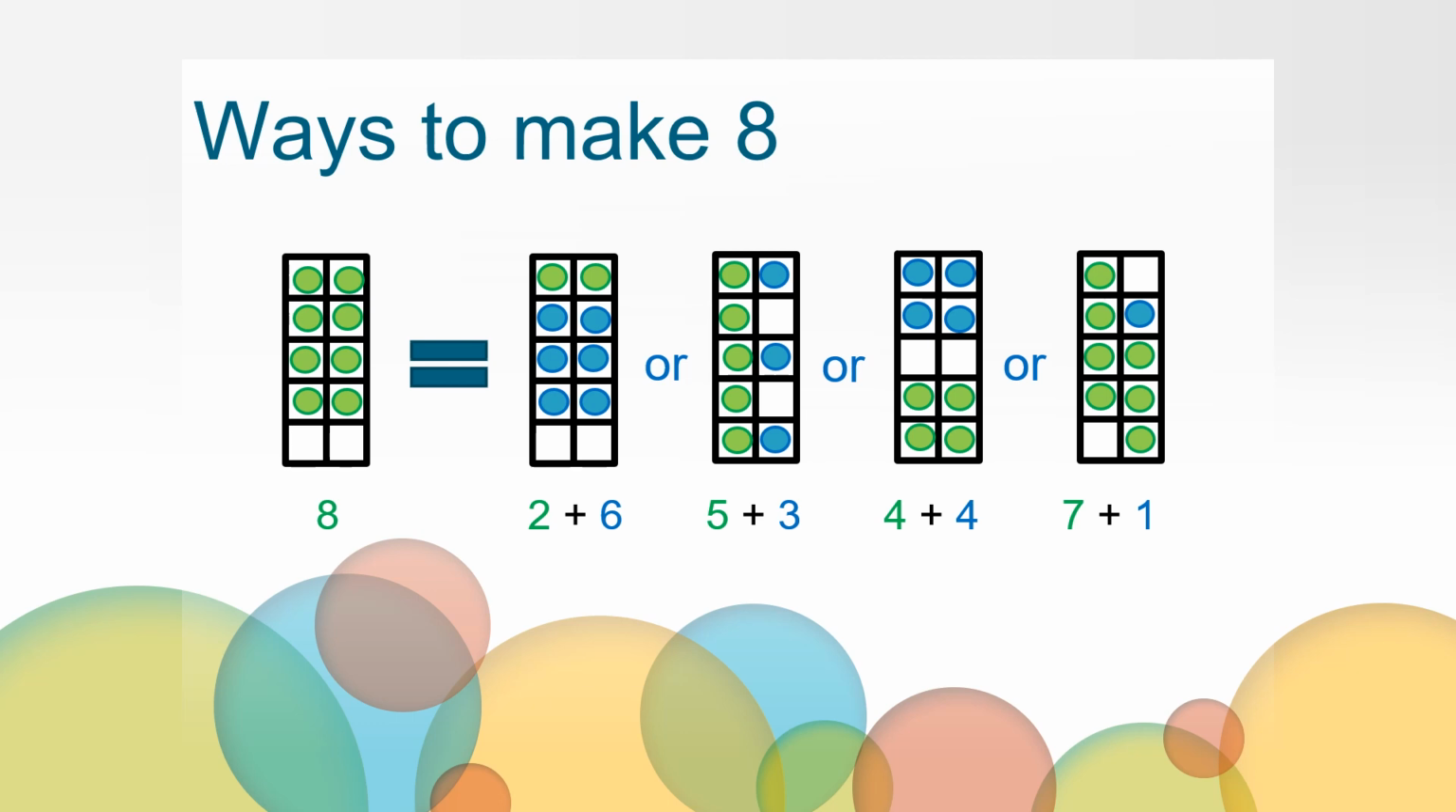How could you prove this though? You could count the counters on each 10 frame to see that there are 8. What is another strategy you could use? You could look at the blank boxes on the 10 frame. A 10 frame has 10 boxes. If 2 are blank, then there must be 8 filled.